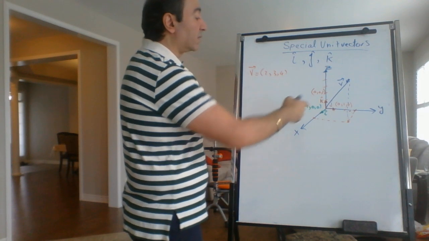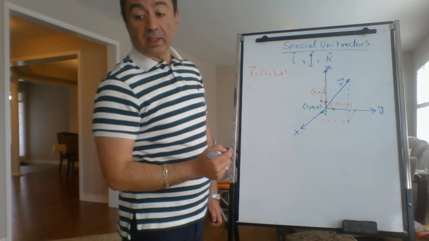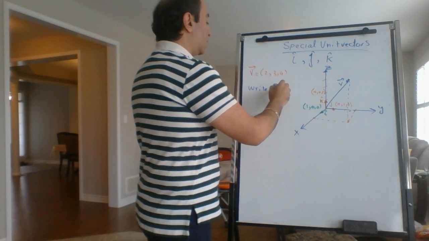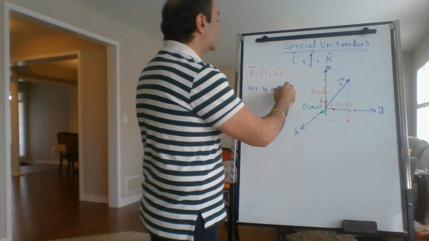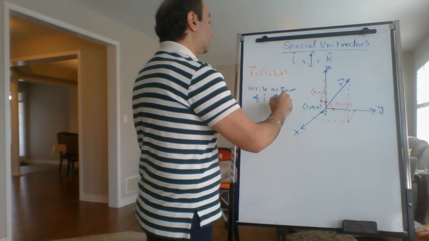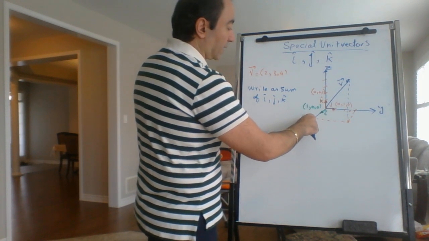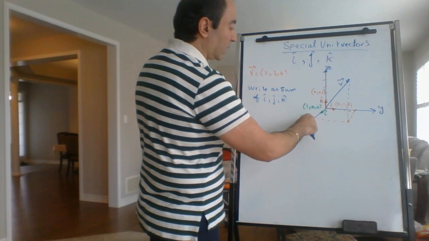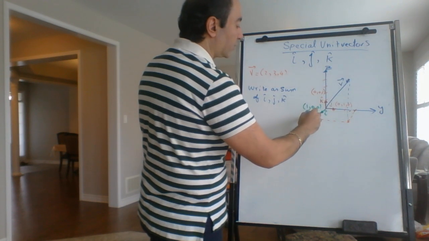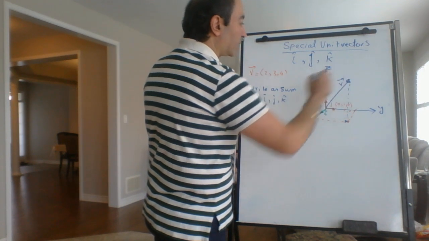I can represent this in terms of i, j, and k as a sum of i, j, and k. So I want to write this as a sum of vector i, vector j, vector k. If you look at it, I can write this as a sum of these vectors. This vector plus this vector plus this vector will equal vector v.